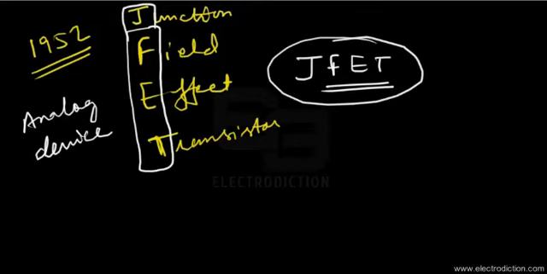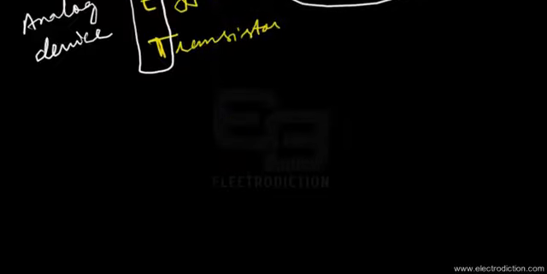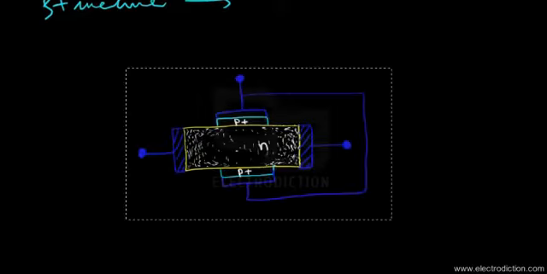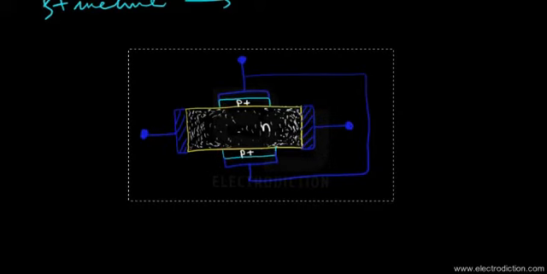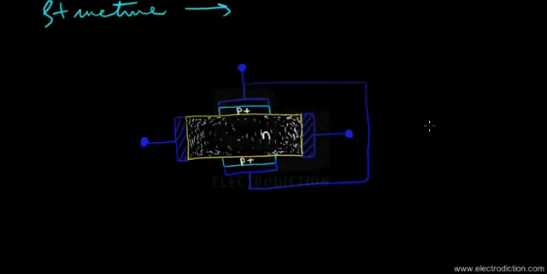Let's quickly move on to the structure of a JFET. I'd like to change the color first. So there you go. We will discuss first the structure of the JFET. Hold on for a second please while I introduce the diagram. There it is. So this is basically what the structure of a JFET looks like.